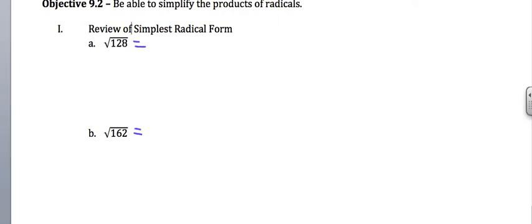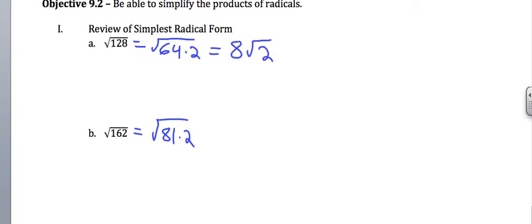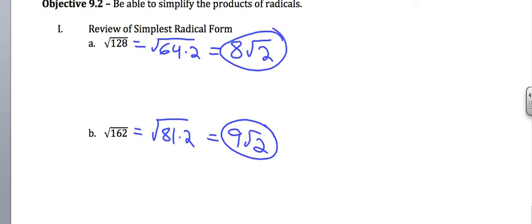Both of these are really easy to do with the perfect squares method, because I know that 81 times 2 and 64 times 2 is equal to both of these. So I get 8 square root of 2 and 9 square root of 2. So hopefully you got both of those. That's a good check to make sure you had everything down that you had down after last lesson.